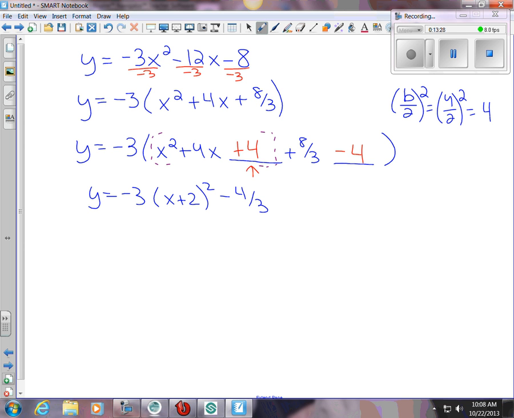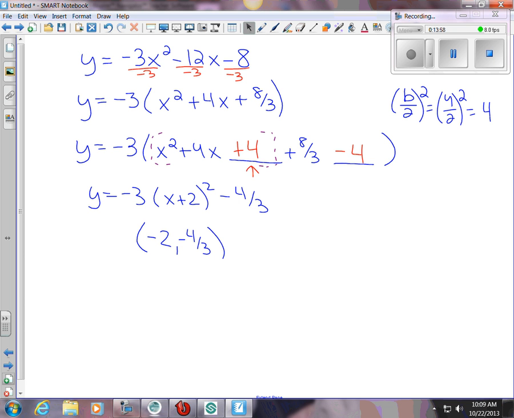Is it -4/3? Great. Perfect. Then that's what it is. And that's it. Are we in vertex form? All right. What's my vertex? Great. Is it pretty? No. Are they all going to be pretty? No. So any time it's positive, you change it to negative? Yes. Negative. Exactly.